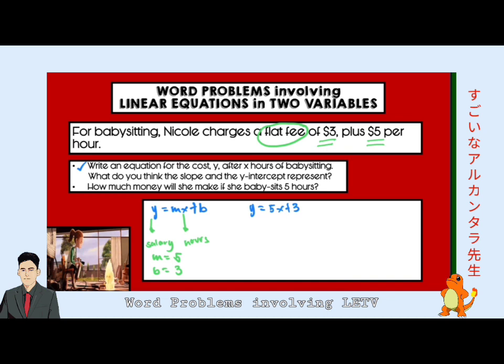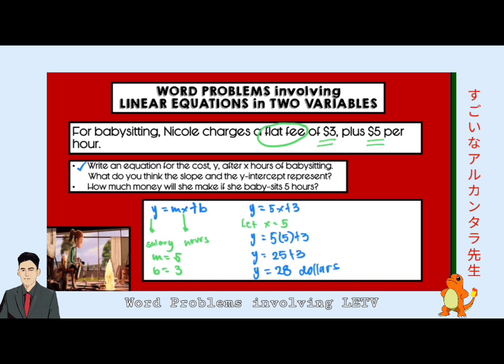So you will substitute that. Since hours is x, let x equal to 5. So y is equal to 5 times 5 plus 3. So the answer here will be 25 plus 3, and that will be 28. So she will be able to get $28 as her salary if she works for 5 hours. That will be it.